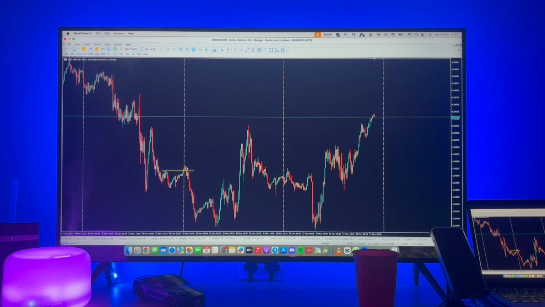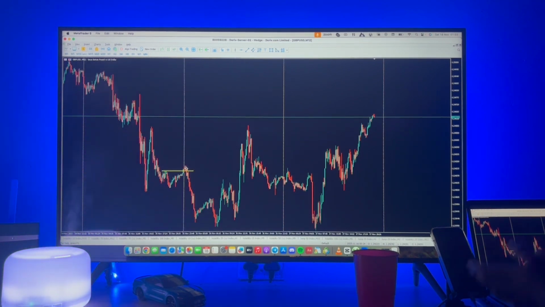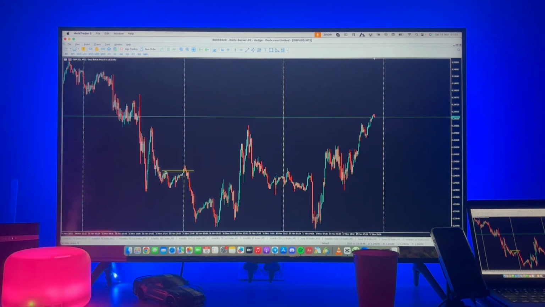We want to see price break structure and close above the previous high towards the closing, which is this here. I'm not going to count this one. I'm going to count this one because I can clearly see that this was a low and price did break this low. However, price failed to break this low of that day, right? So I'm not going to take this into consideration.